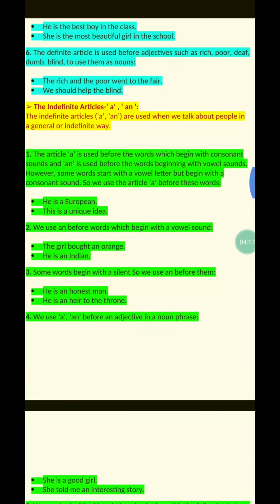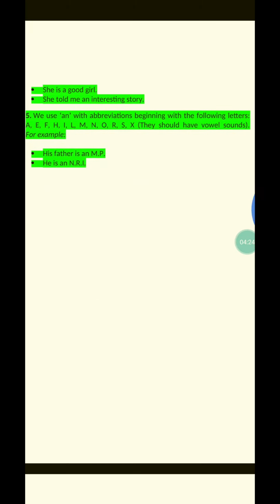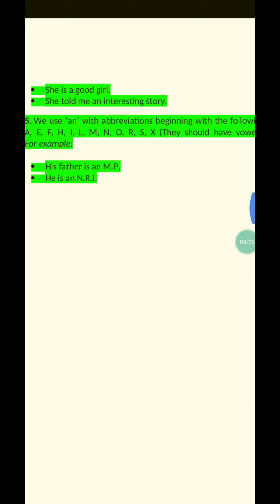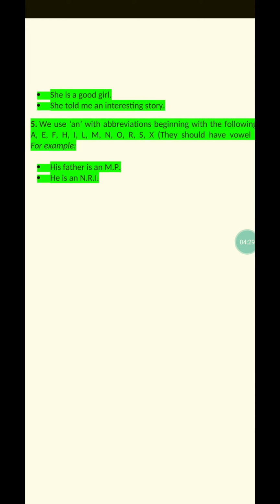Next, number 4, we use a or an before an adjective in a noun phrase. Example, she is a good girl. She told me an interesting story. We use an with abbreviations beginning with the following letters: A, E, F, H, I, L, M, N, O, R, S, X. Children, why? The reason is that when we pronounce these letters, a vowel sound comes first. For example, his father is an MP. So the M sound, E-M, comes here.